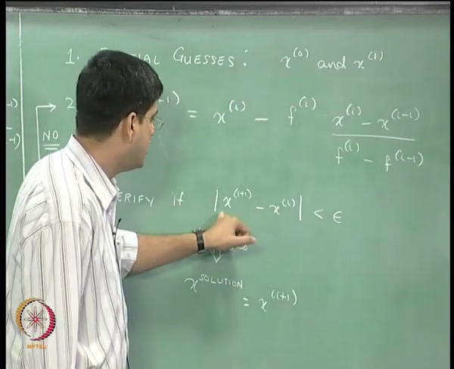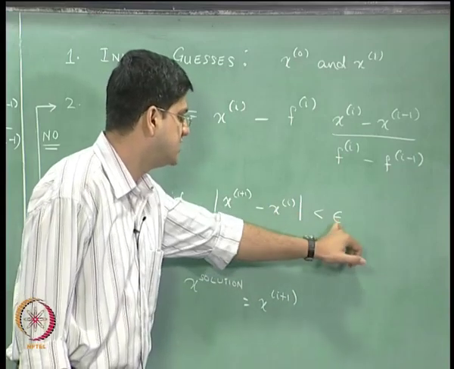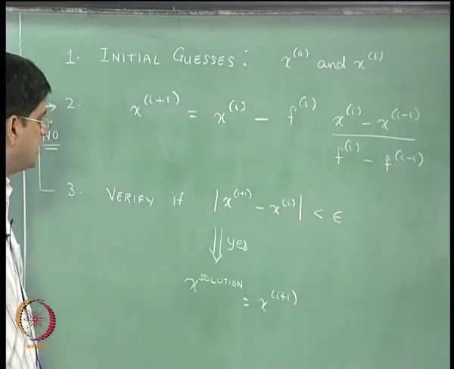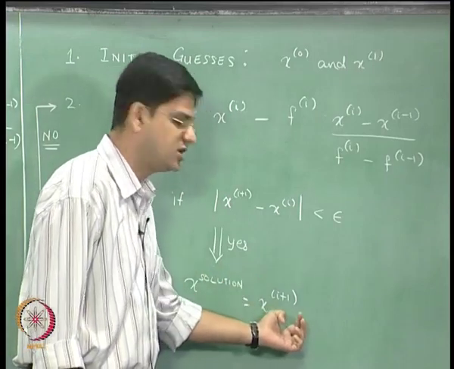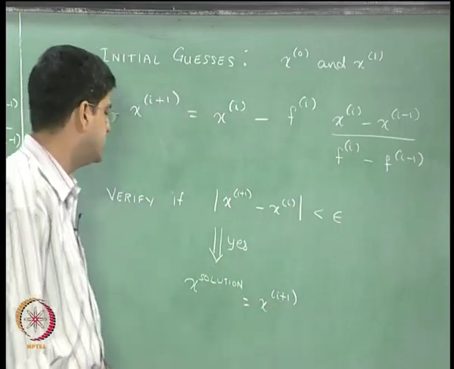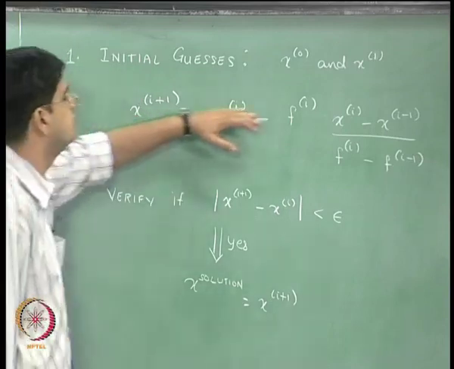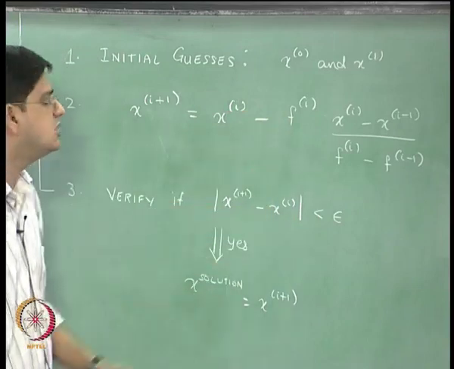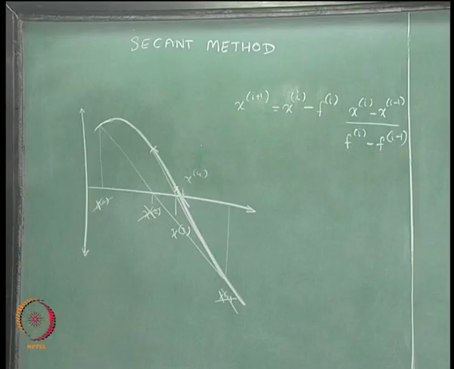We verify whether the difference xi plus 1 minus xi is less than some tolerance epsilon. If it is, then our numerical solution is equal to x of i plus 1. If it is not, we increment i and we repeat this process till this particular condition is met. Okay. So this is going to be the algorithm for the secant method.